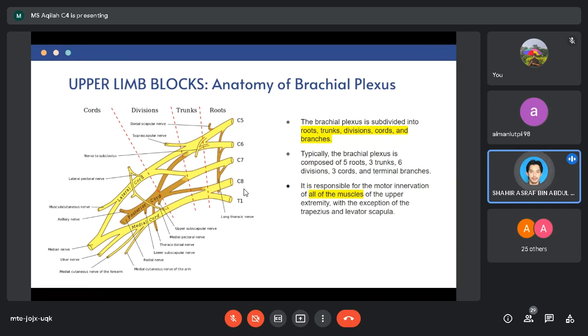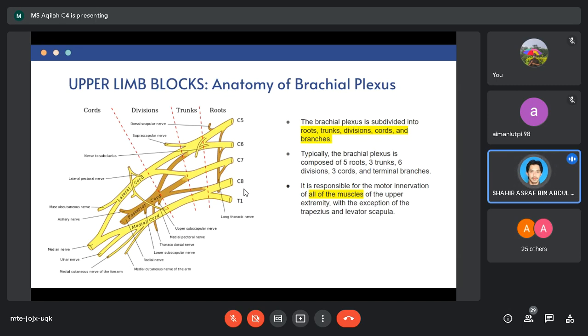Compared to the abdominal blocks just now, which are mainly adjunct and not often performed as sole anesthesia, for limb it can be used, except for interscalene, because of the surgical site close to the patient's head and face. This will be very uncomfortable, and it depends on the duration.